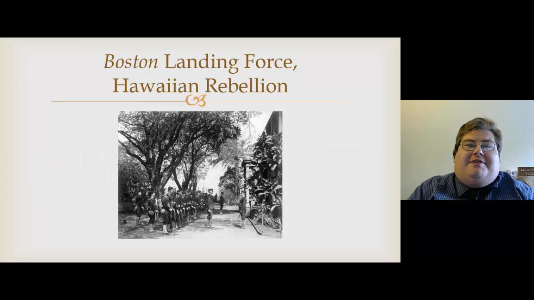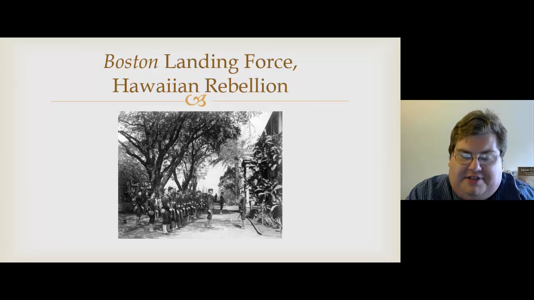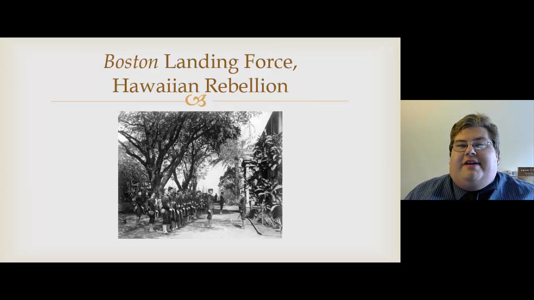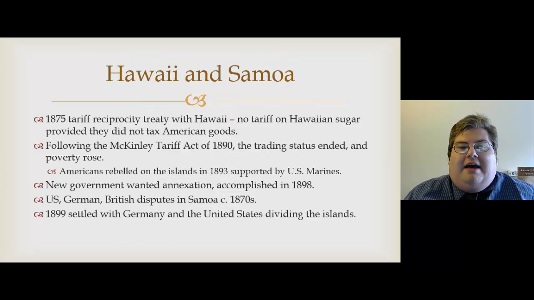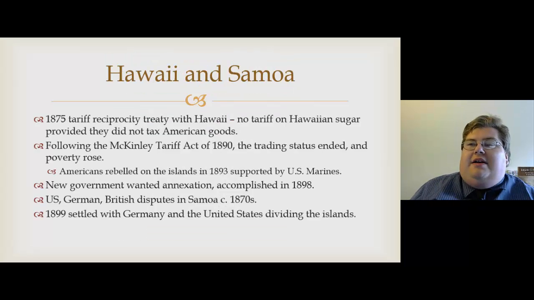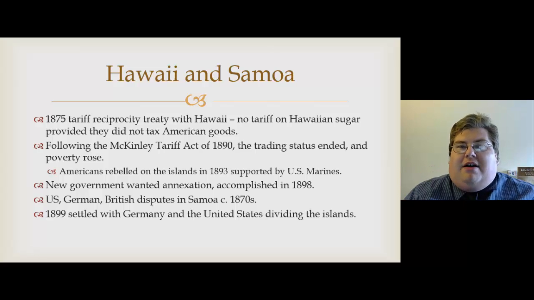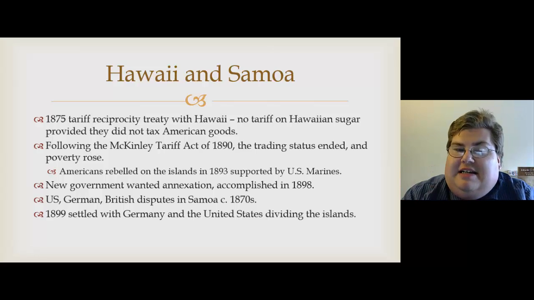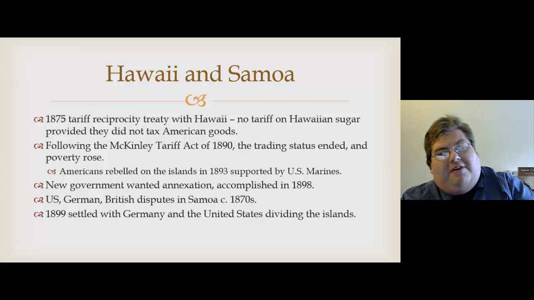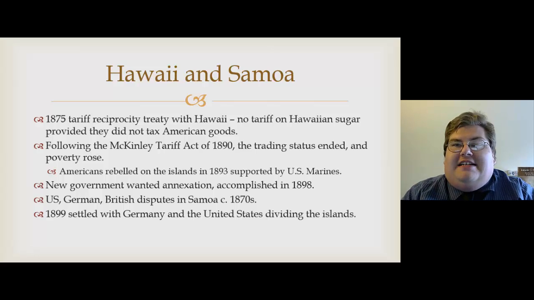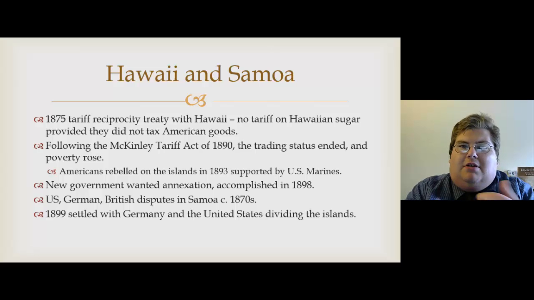And it just so happens that we have naval ships in Pearl Harbor, one of the best anchorages in the world. So we send ashore Marines. We send ashore a landing party. And in 1893, the Hawaiian Queen is deposed, and the new pro-American, American-backed government seeks annexation. We punt for a bit, but we finally accept it in 1898. Slowly but surely, we're gaining that American empire.